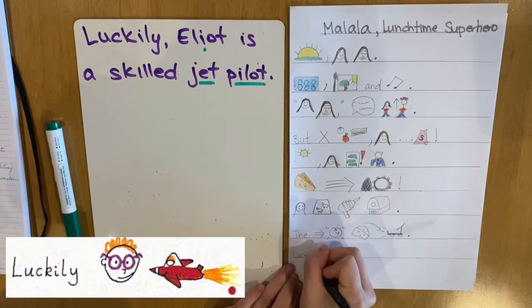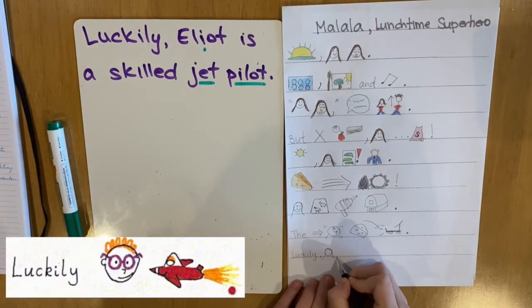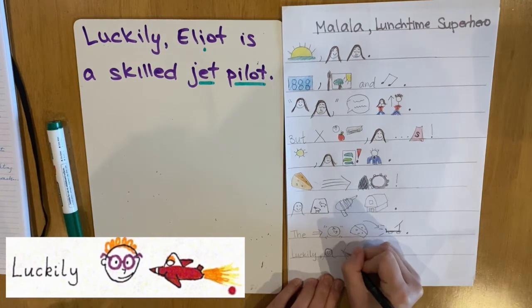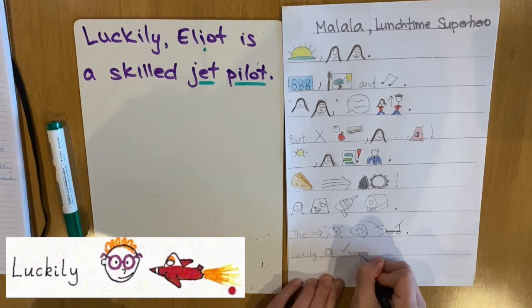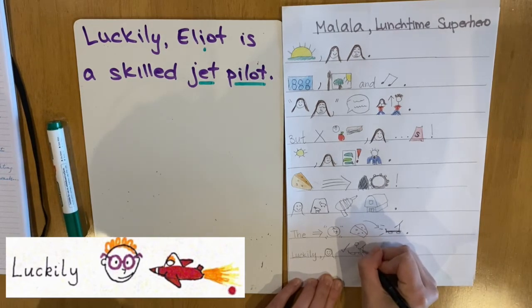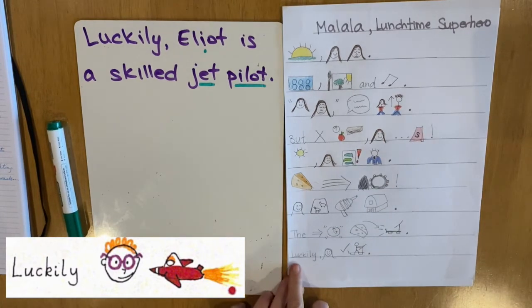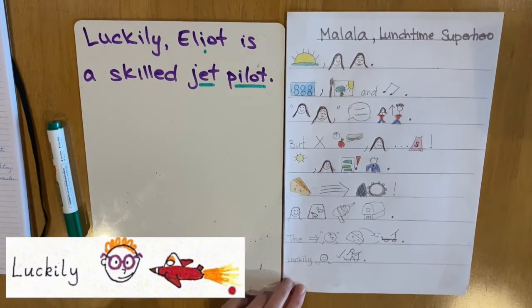Luckily, Malala is a skilled, and for skilled I'm going to put a tick mark to show that she's really good at it. Then I'm going to draw the scooter. And then I'm going to draw her on the scooter. It's not an art lesson. There we go. And a full stop at the end. Luckily, Malala is a skilled scooter rider. Now it is your turn to write your version of this sentence. Off you go.